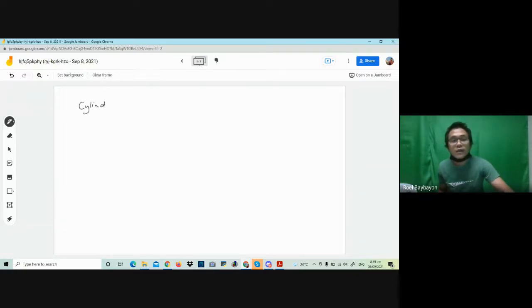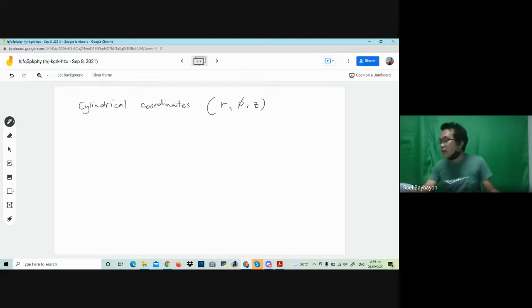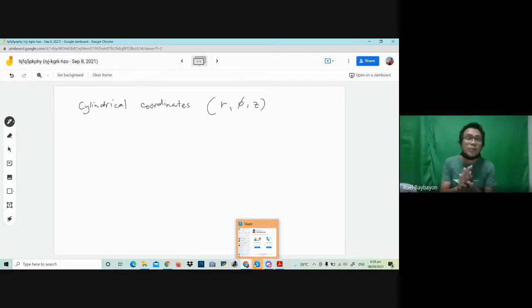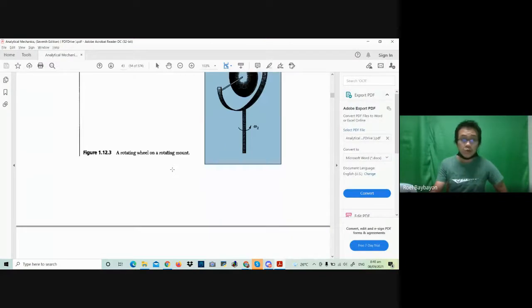Cylindrical coordinates. In spherical, the coordinates used are r, theta, and phi. But for cylindrical, the variables we use are R, phi, and z. Okay? R, phi, and z. Some systems are easier to solve in cylindrical coordinates, while other systems are easier to solve in spherical coordinates.